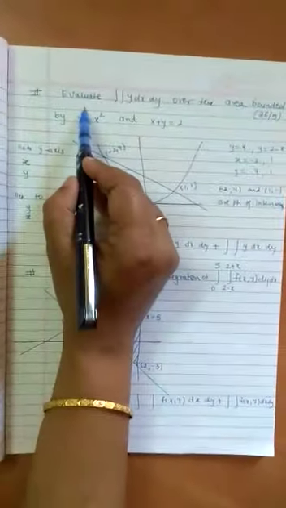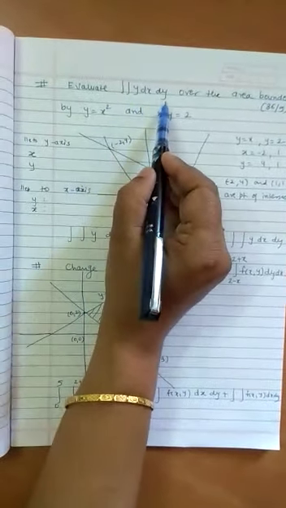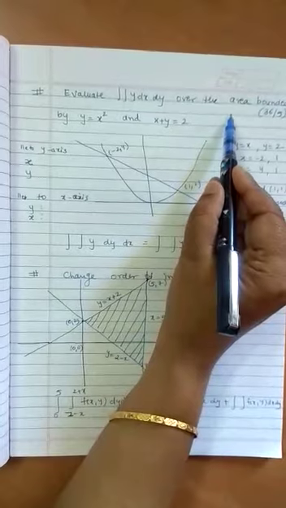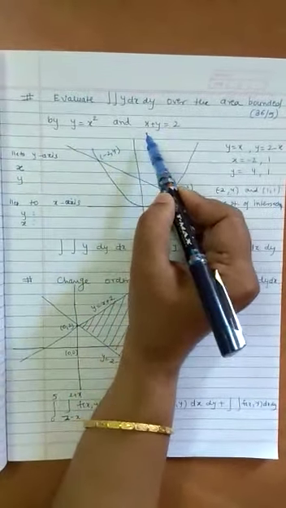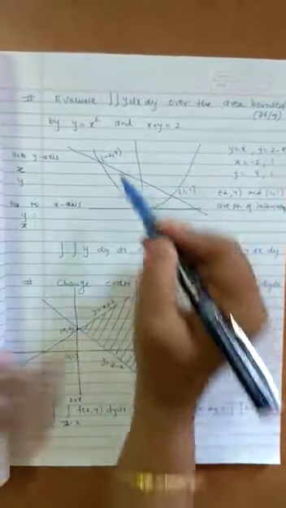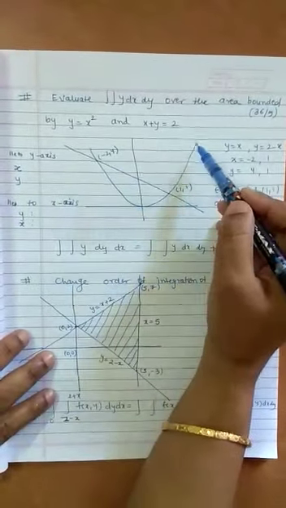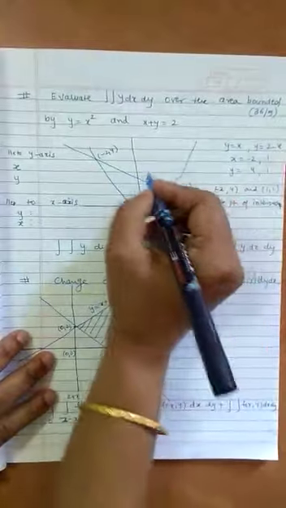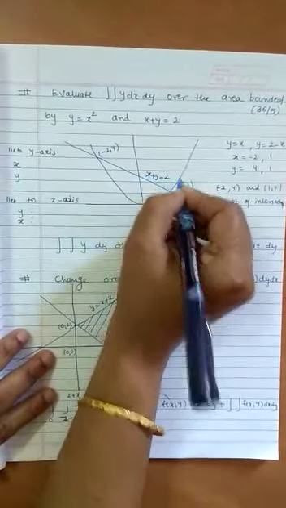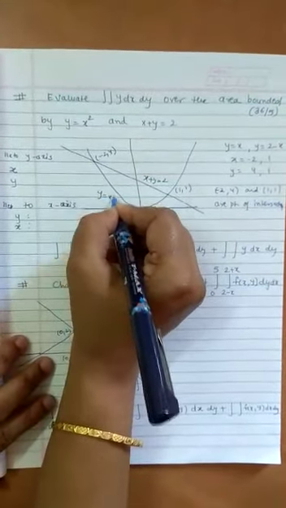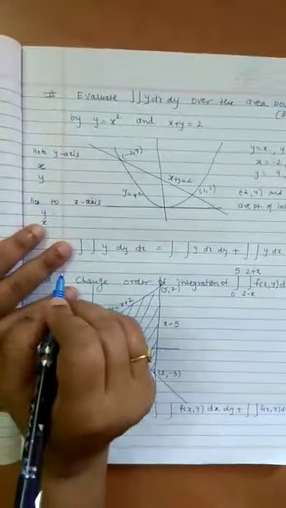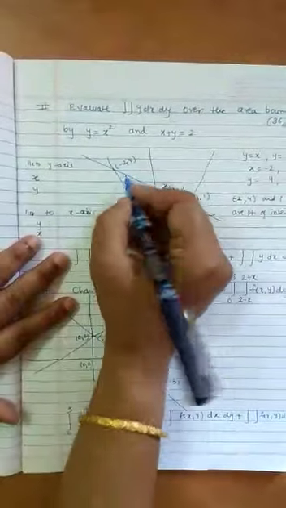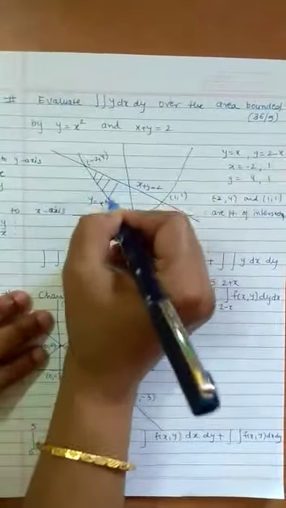Evaluate the double integral of y dx dy over the region bounded by y equal to x square and x plus y equal to 2. This is your parabola y equal to x square and the line x plus y equal to 2, and this is the parabola y equal to x square. Now let us see what the region of integration is. The region of integration is this.